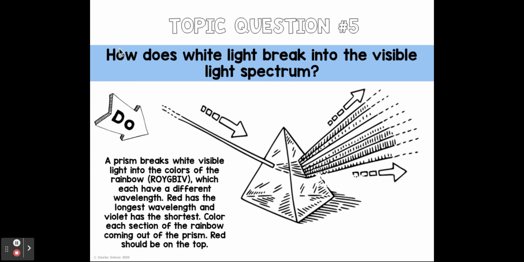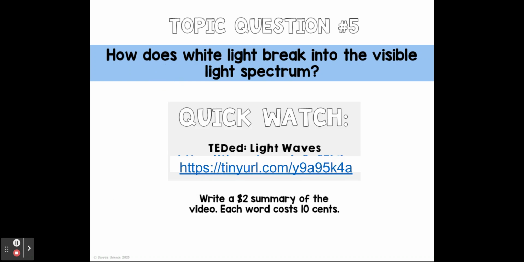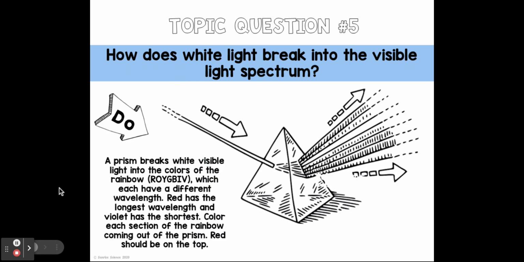Topic 5. How does light break into the visible light spectrum? A prism breaks white visible light into the colors of the rainbow, ROY G. BIV, which each have a different wavelength. Red has the longest and violet has the shortest. Color each section of the rainbow coming out of the prism. Red should be at the top up here.